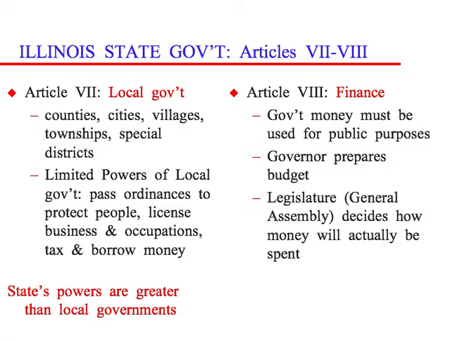Looking at finance, government money must be used for public purposes, so the money that is gained by taxes must be used on the public. The governor kind of prepares the budget, but it must be kind of approved. And then the legislative branch, the General Assembly, decides how it will actually be spent.